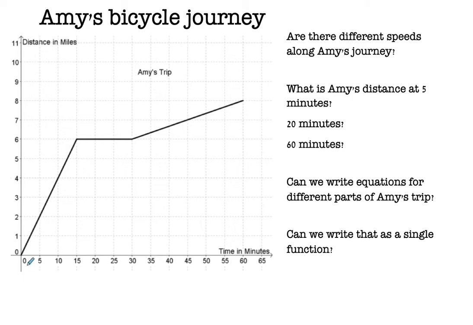The first section of our graph is from time 0 to 15. The second portion is from time 15 to 30. And the last portion is from time 30 to 60. We can also see that during each of those portions of time, Amy traveled a particular amount of distance. If I want to see her distance at 5 minutes, we go to time 5 and go up to the graph and see that she traveled a total of 2 miles during those 5 minutes.